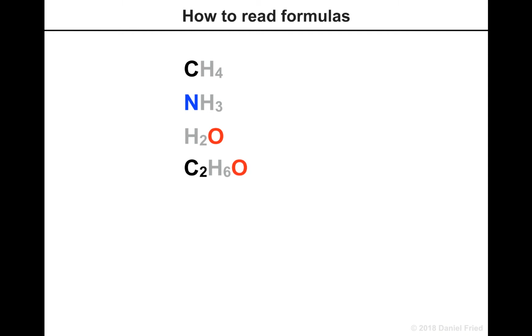When we look at these formulas, CH4, for example, what does it actually mean? It means that there's one carbon with 4 hydrogens bound to it. When we don't see a subscript next to a letter, we assume that there's only one of those elements. NH3, that's ammonia, means that there's one nitrogen in this molecule.